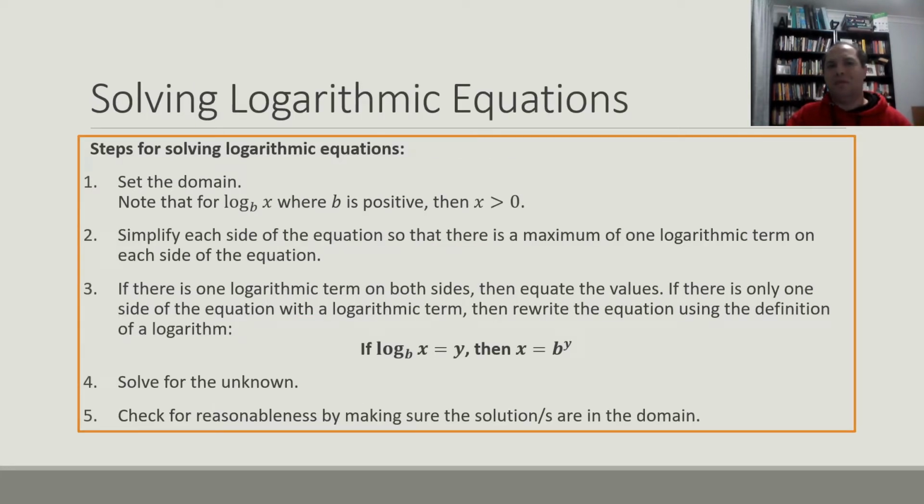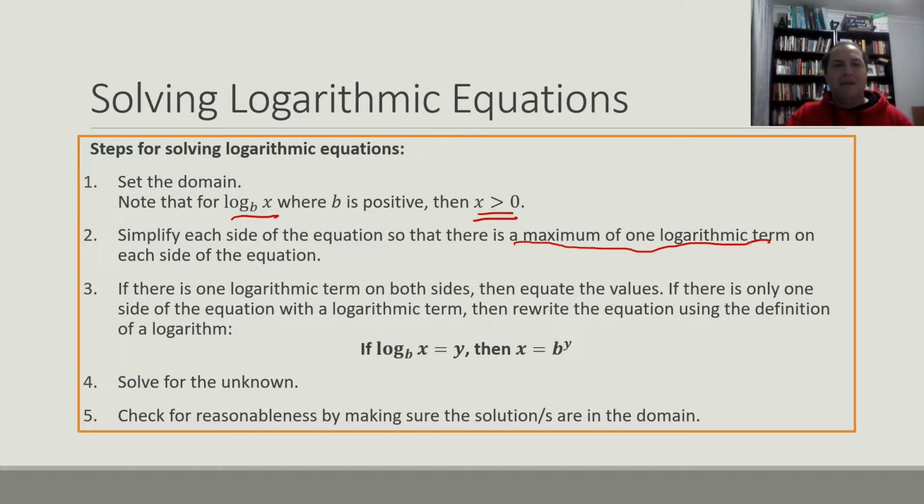Our steps for solving logarithmic equations. Our first step is to set the domain. As already stated, if we've got log of some positive base b of x, then our value x must be positive. That sets a limit on what is possible in terms of our solutions, as not all values may actually be used in solving our logarithmic equation. Our second step is to simplify each side of the equation, so there is a maximum of one logarithmic term on each side of the equation.